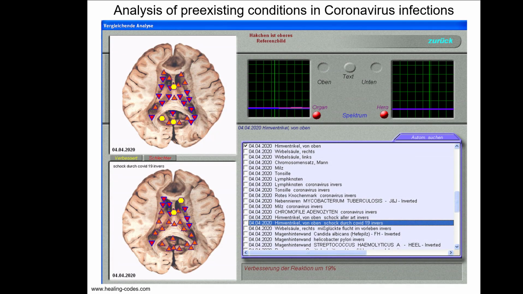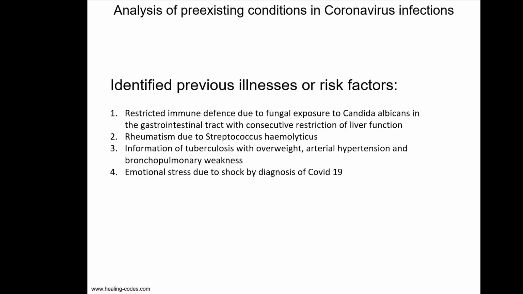The fourth risk factor is psychological stress. In this figure, the brain ventricle is shown with an energetic disturbance which improves by 19% after inversion of shock by COVID-19. The brain ventricle is the structure where mental stress due to shock events can be best represented in the NLS analysis. This means that the diagnosis of COVID-19 has caused a shock in the patient. Thus, a whole range of risk factors predisposing this patient to infection with coronavirus can be found.